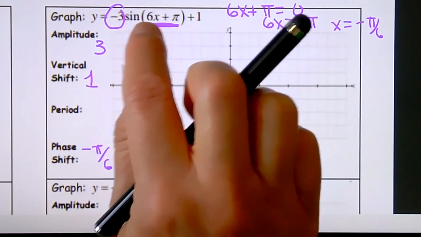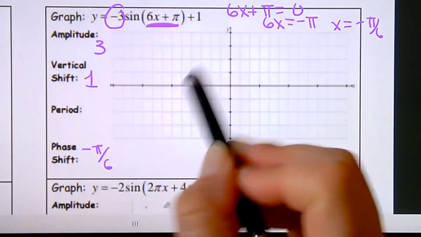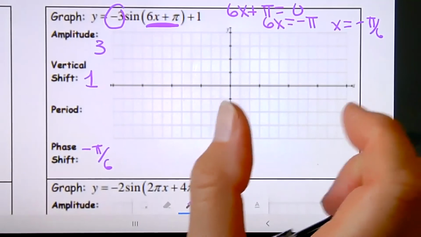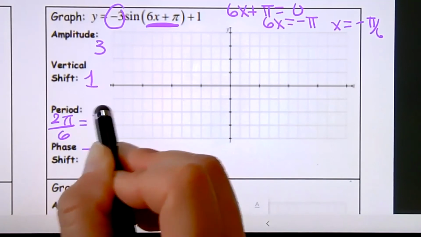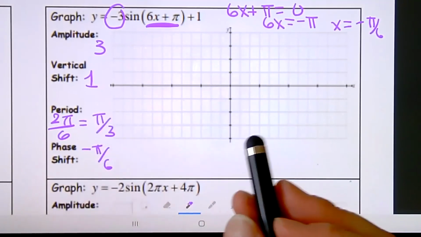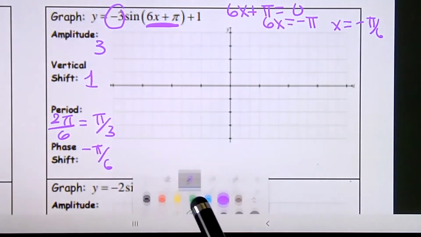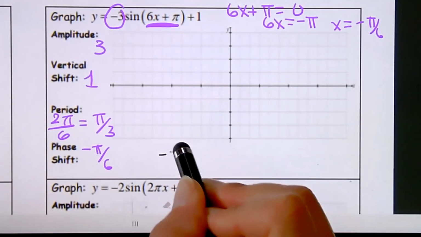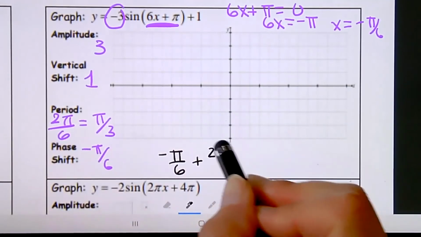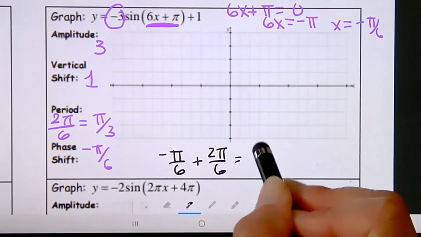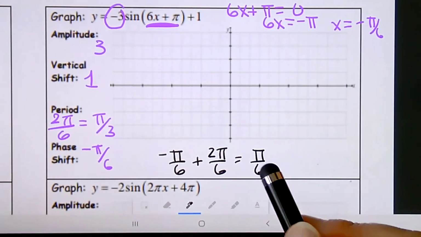But whether the 6 is in the parenthesis or outside, it's in front of the x, so it's going to affect your period. That means I have 6 cycles within a 2 pi distance, okay? So this is going to be 2 pi over 6, which is pi over 3. Now, if I want to figure out where I'm starting and stopping, let me just do it in black. So I'm starting at negative pi over 6. I'm going pi over 3, which is 2 pi over 6, so I'm going to end up ending at pi over 6. Okay, so I'm starting at negative pi over 6 and ending at pi over 6.